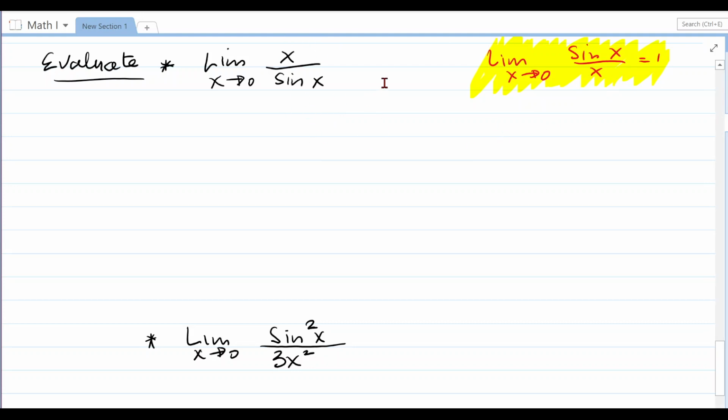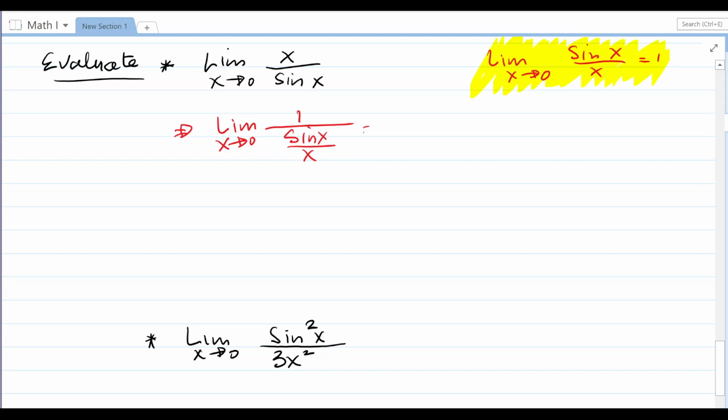So by using the properties of limits, we can also rearrange this to be equal to the limit of, just by doing the same thing, let's say the limit of 1 over sine x over x. It's the same thing, x approaching 0.